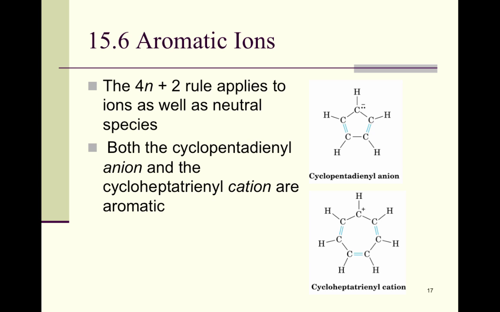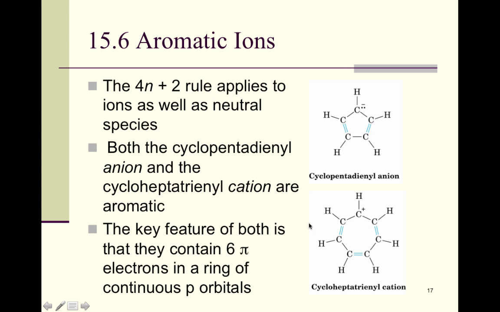Both cyclopentadienyl anion and cycloheptatrienyl cation are aromatic. Because of this pair of electrons here, the electrons are able to come around and form a ring structure and make this especially stable. And because we have a positive charge here, a similar thing happens. The electrons are attracted to it, and so we can have the electrons move around in it, and it is also aromatic. The key feature of both is they contain 6 pi electrons in a ring with continuous p orbitals.